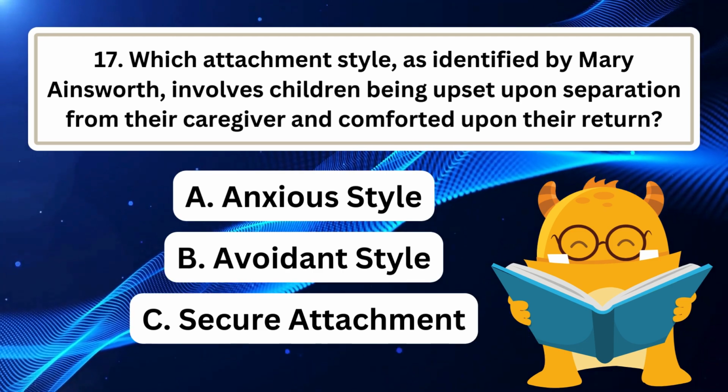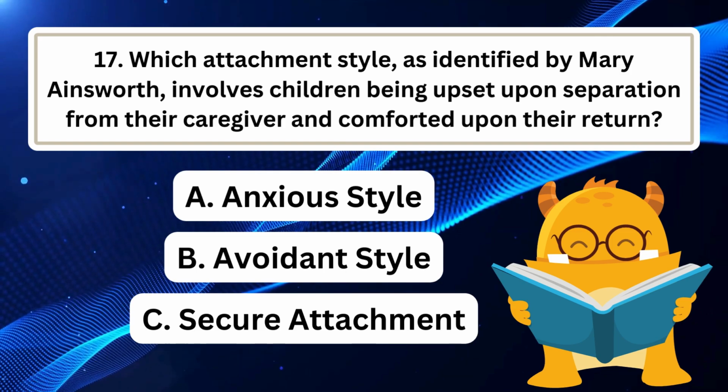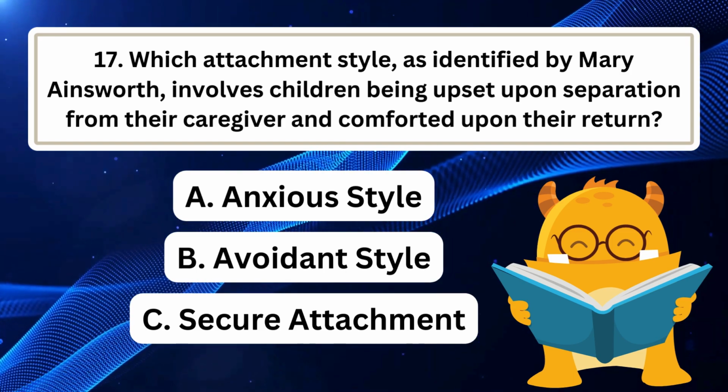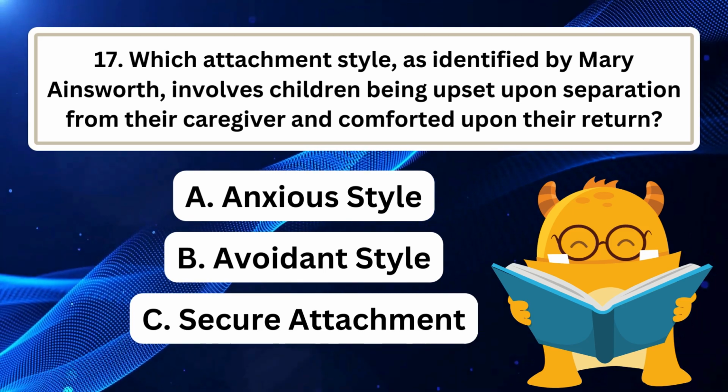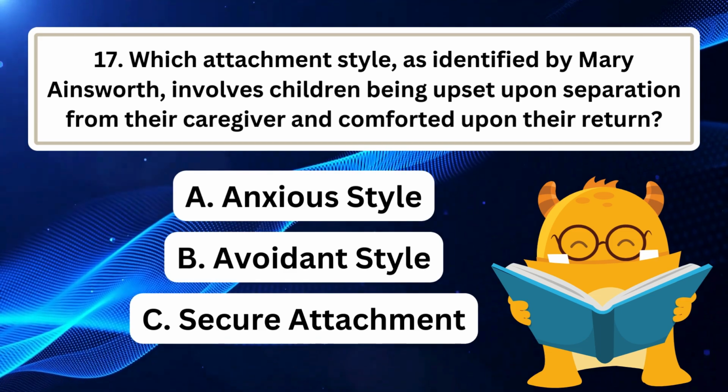17. Which attachment style, as identified by Mary Ainsworth, involves children being upset upon separation from their caregiver and comforted upon their return? A. Anxious style. B. Avoidant style. C. Secure attachment.